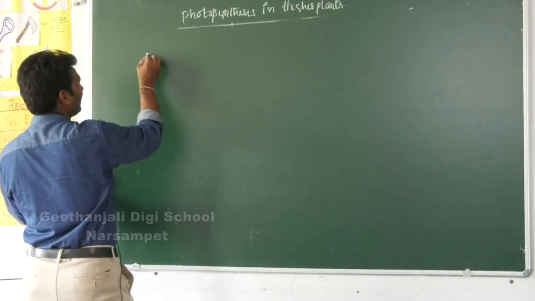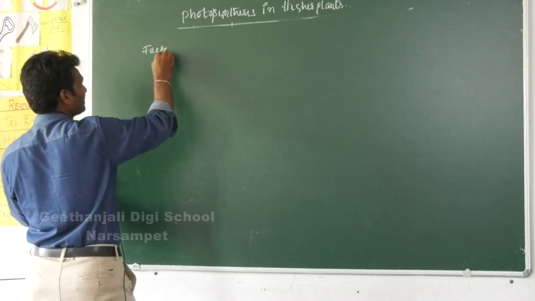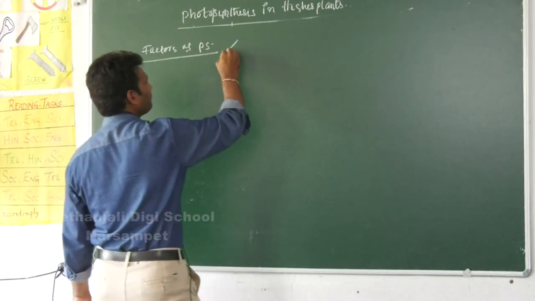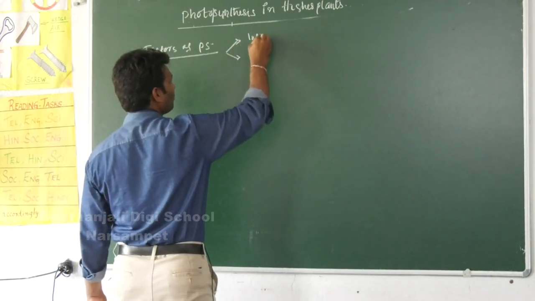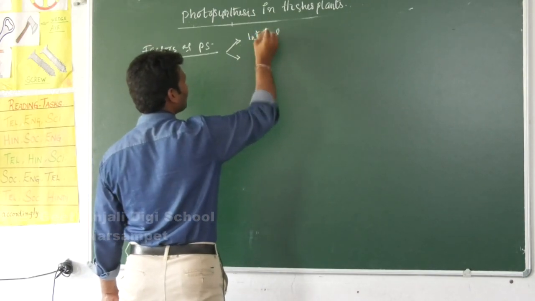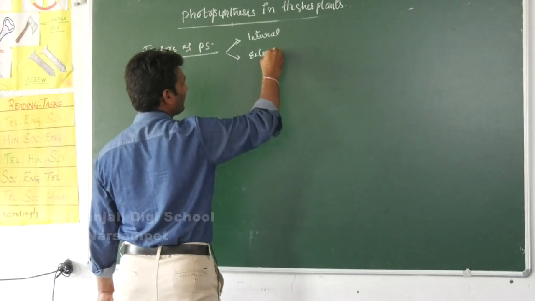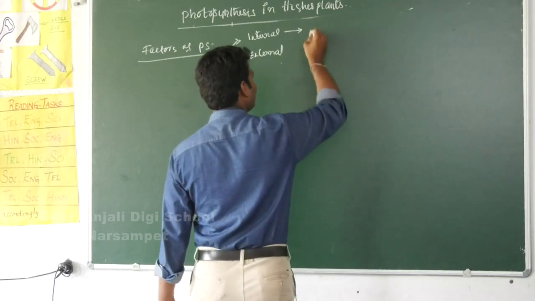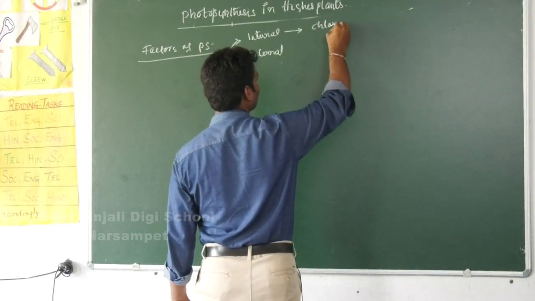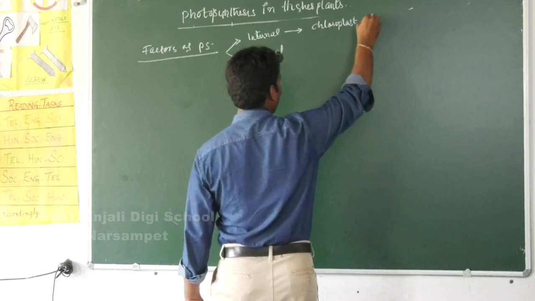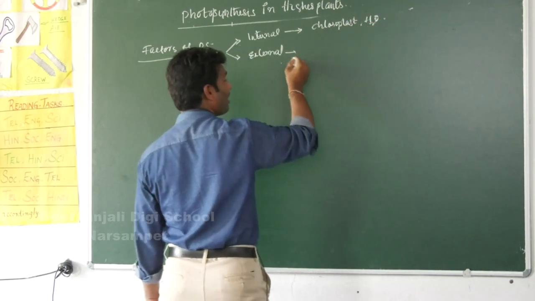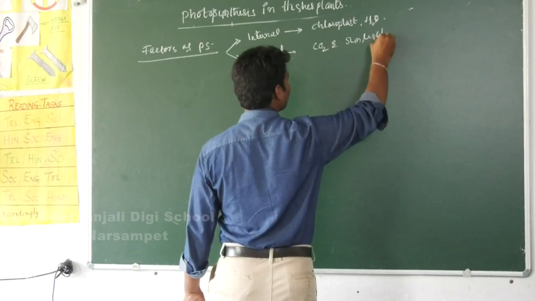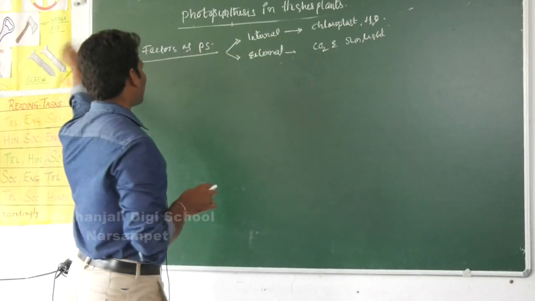it majorly contains some kinds of factors. The factors of photosynthesis. There are two types of factors. The first one is known as internal factors. The second one is known as external factors. Internal factors are available inside the plant, that is chloroplast and water, and the external factors are carbon dioxide as well as sunlight. Carbon dioxide as well as sunlight are considered external factors.